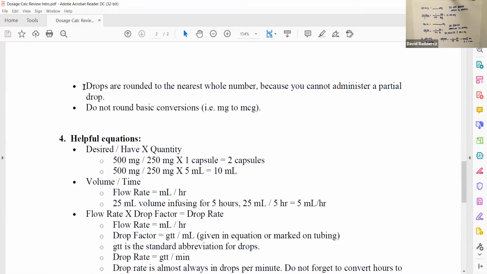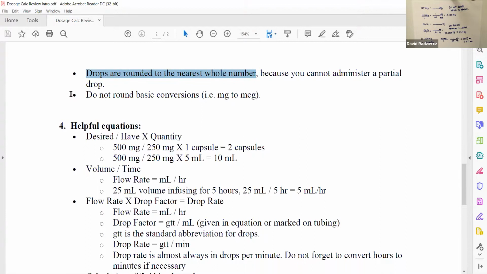Next semester, you'll start seeing what are called drops and drop rates. You can't give someone a partial drop, so drops are always rounded to the nearest whole number. So like if you had 39.45 drops, then you would give that person 39 drops. And again, do not round basic conversions. And I gave you the example, milligrams to micrograms, micrograms to milligrams.